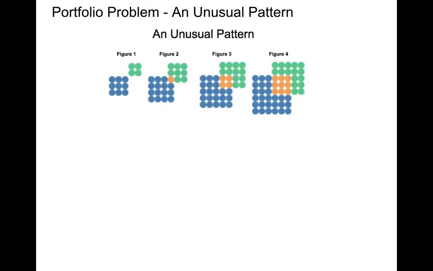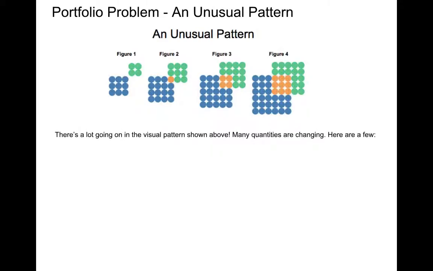For the remainder of class, you're going to work on your portfolio problem, An Unusual Pattern. Please keep this after the class because you're going to have additional times to work on it throughout the rest of this unit. So the portfolio problem, An Unusual Pattern, starts out by showing us the following pattern. It's got green dots, blue dots, and yellow dots, and you can see the pattern here.